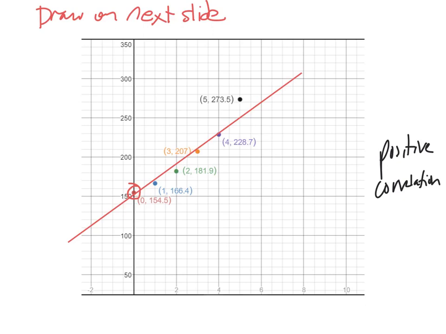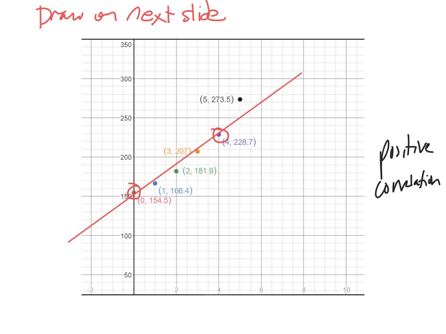Now, I have 2 options for the other point. I've got this point, 3,207, or 4,228.7. I feel like this point is more on the line than this one, so I'm going to use that point. Okay.